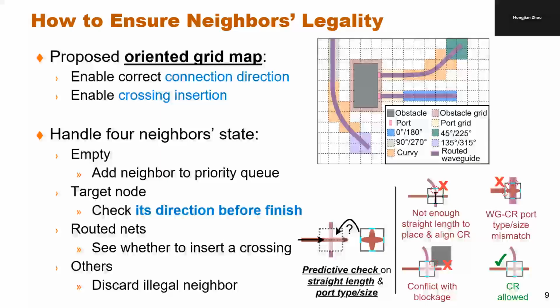When the neighbor candidate doesn't hit anything, then the neighbor is legal and added to the priority queue. If the neighbor hits the target node, then check the neighbor's orientation to make sure of correct access. When the neighbor hits other routing nets, then we should check whether we can add a crossing there, including the current segment's length, orientation, and the waveguide type and needed space. Only when all of this is satisfied can we cross the routing waveguide, and the neighbor will be treated as not legal for other cases.